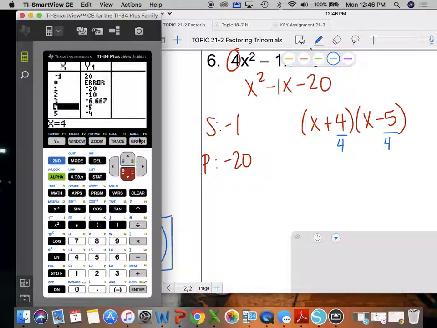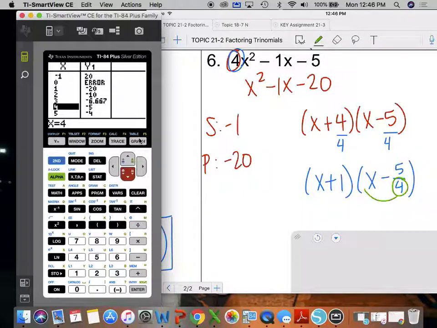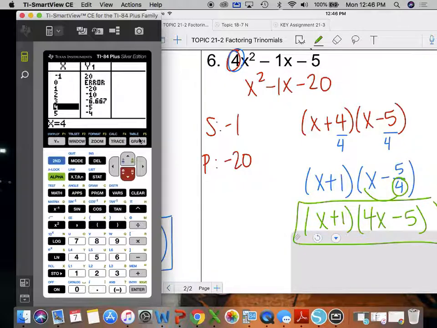Divide by that 4 from the beginning. 4 divided by 4 is 1. 5 divided by 4 is 5/4. Remember, with these, you can type 5 divided by 4 into the calculator. If you get a decimal, turn it back into a fraction. X plus 1 stays the same. 4 moves to the front to get rid of the fraction. Quick check, x times 4x is 4x squared. 1 times -5 is -5.